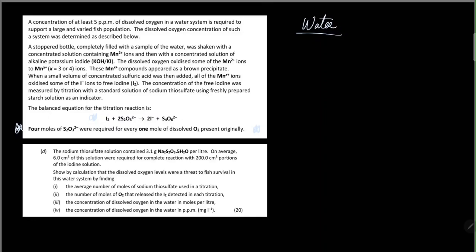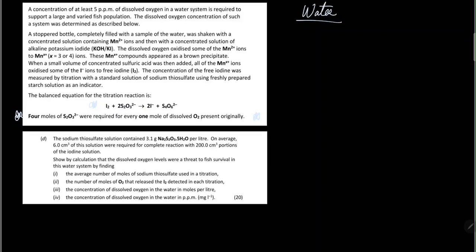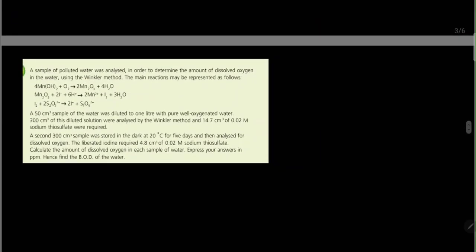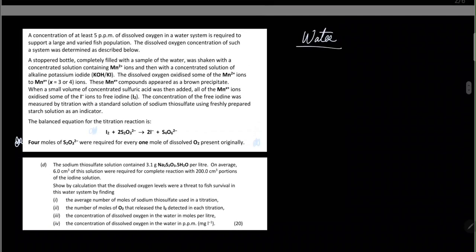So they've actually given it to you in a sentence here, but oftentimes they might give you 3 equations, one after each other, just like this down here, and you'll have to work that out yourself. So the very first question, it says the average number of moles of sodium thiosulfate used in a titration. And when they ask you specifically for the number of moles in a specific amount of volume or in a titration, you're going to use first principles.